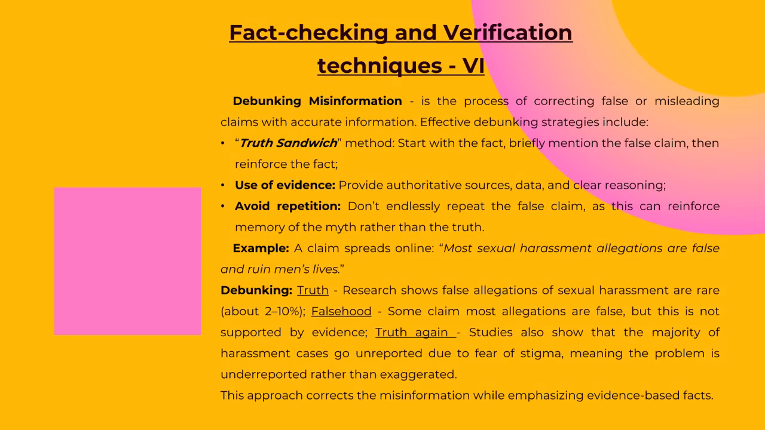Debunking misinformation is the process of correcting false or misleading claims with accurate information. It includes strategies like the truth sandwich method, the use of evidence, and the strategy to avoid repetition. False claims shouldn't endlessly be repeated, as this can reinforce memory of the myth rather than the truth. Read the examples to understand the concept better.